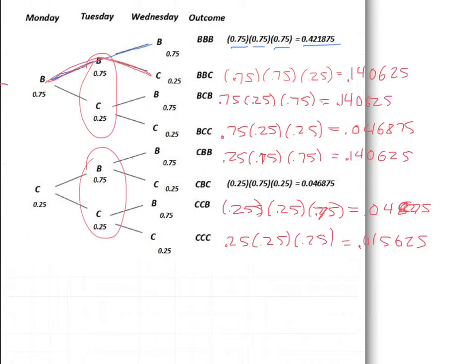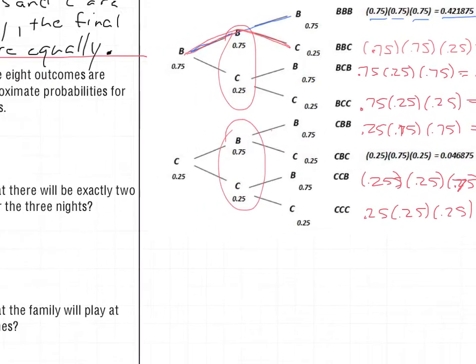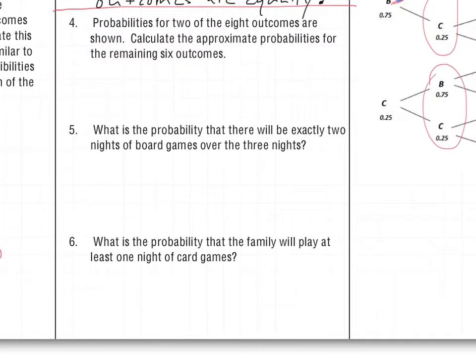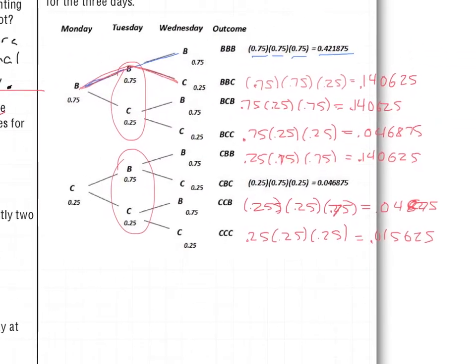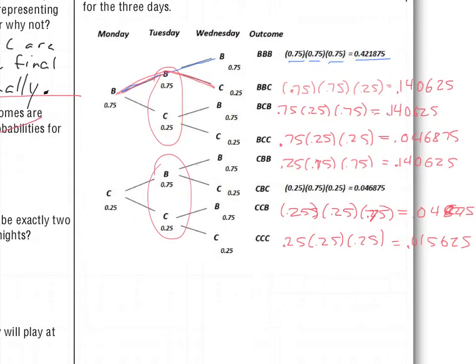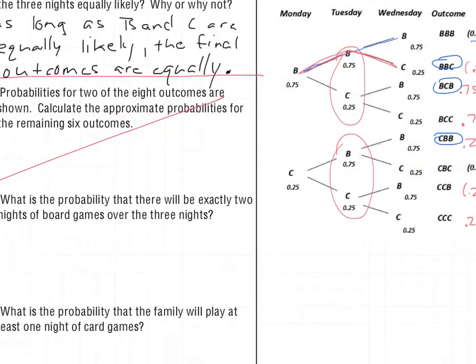All right, so we should have calculated all of our probabilities like this. Please go ahead and check your work, making sure that you did your multiplications correctly. Again, this is something you definitely want to use a calculator for, not necessarily moving forward. Looking over here, it says the probabilities for 2 of the 8 outcomes were shown. Calculate the approximations. That's what you just did, taken care of. What is the probability that there will be exactly 2 nights of board games over the 3 nights? That goes back to that other question. Remember, that's the combined probability of 3 of these outcomes. That's the combined probability of this outcome, and this outcome. So that's 0.140625. And actually, I see that there are 3 of them, and I would add them all together.